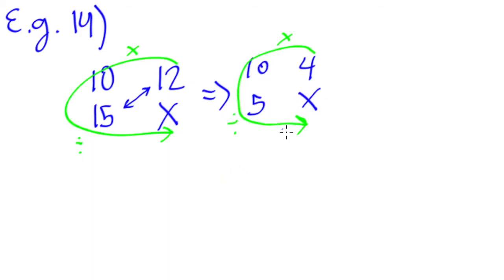So 10 times 4 is 40. 40 divided by 5. What's 40 divided by 5? The answer is 8. The answer is 8, meaning your x is equal to 8.